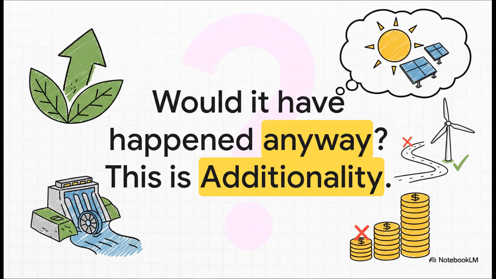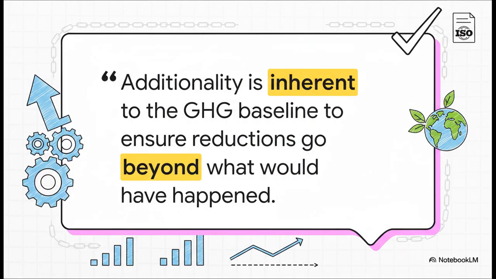Because if it was going to happen anyway, then it's not additional, and you can't claim any credit for it. And don't just take my word for it. The standard itself makes this crystal clear. It says additionality is inherent to the baseline. That means it's not some separate optional checkbox. You literally can't separate the two. Proving your project is additional is what makes your baseline credible in the first place.